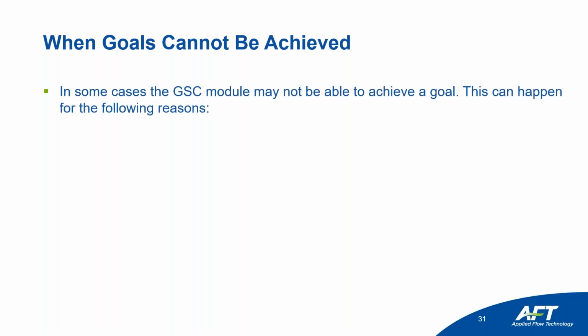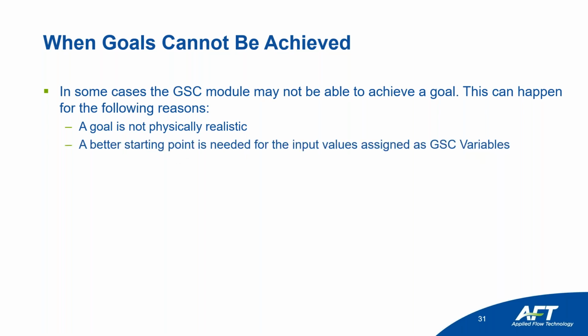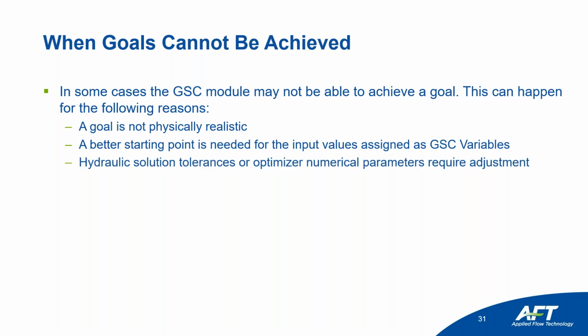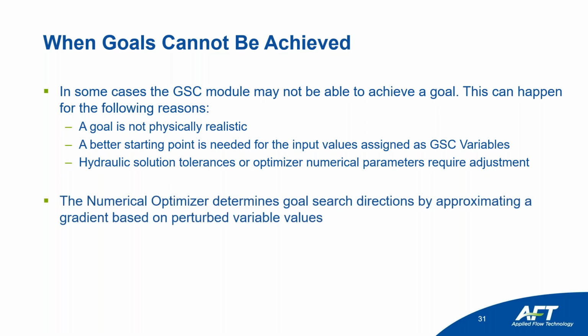In some cases, the GSC module may not be able to achieve a goal. This can happen because a goal is not physically realistic. In our case, it probably is realistic because I can just increase the heat rate until I get my temperature. A better starting point is needed for the input values assigned as GSC variables, meaning I need a better guess for my heat rate in. And that's usually because there are so many coupled parameters in something like Arrow that having a better guess gives direction to the solver, right? Or the hydraulic solution tolerances or optimizer numerical parameters require adjustment. And that's that warning we got earlier, right?